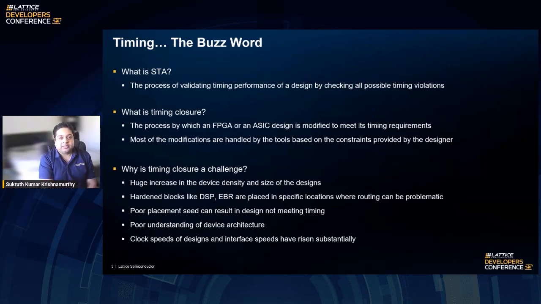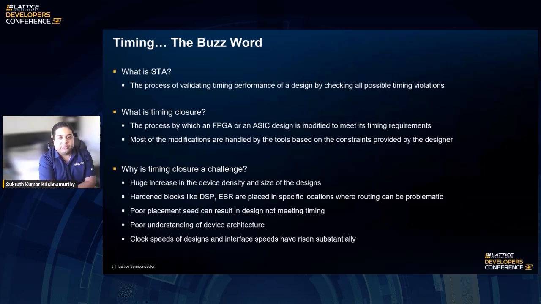Now you might ask, what is timing closure? Timing closure is a process by which an FPGA or an ASIC design is modified to meet its timing requirements. If you talk to any FPGA timing engineers, they might always say that my design has to run at 250 megahertz, my design has to run at 200 megahertz. In order to meet this, we have to do some modifications in the designs and also use FPGA software tools. This entire process is called timing closure. Most of these modifications are usually handled by the tools based on the constraints provided by the designers.